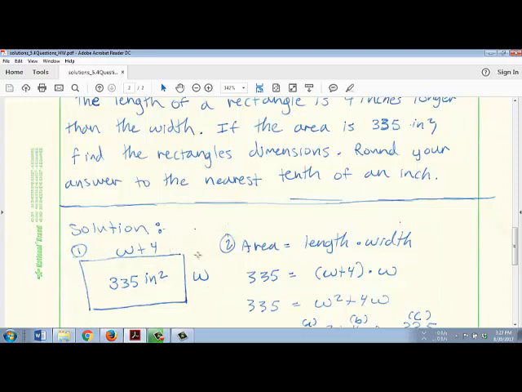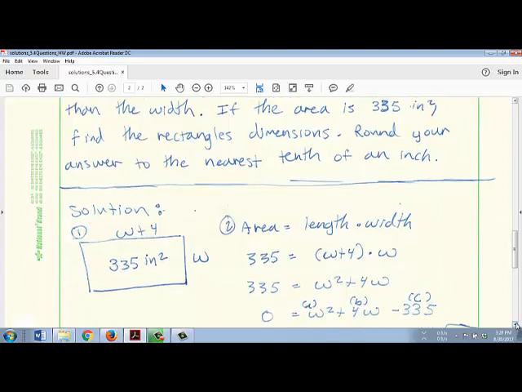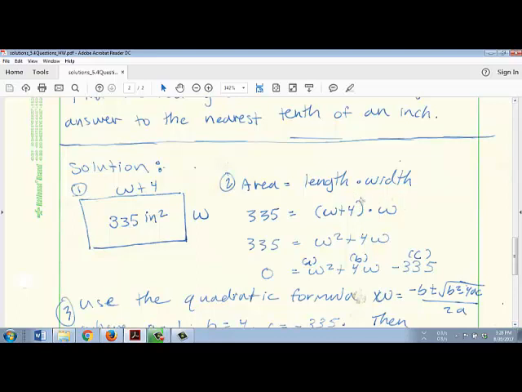The short side or width is W. The area was 335 inches squared. We should already know by now that the area of a rectangle is length times width. So according to our picture, length would be W plus 4 times the width would be W. And the area we know is 335. So we have 335 equals W plus 4 times W. Area equals length times width. If we simplify by distributing the W here, we get W squared, which is W times W, and then 4W, which is 4 times W.